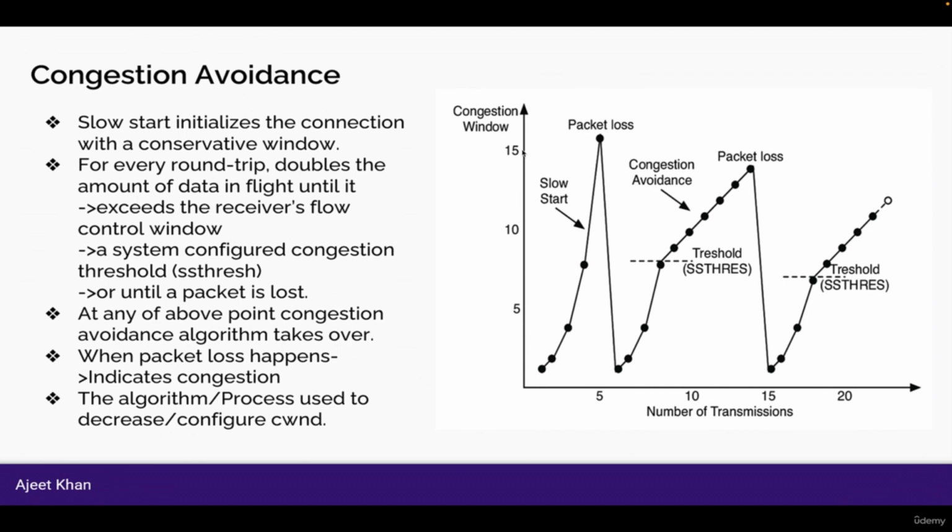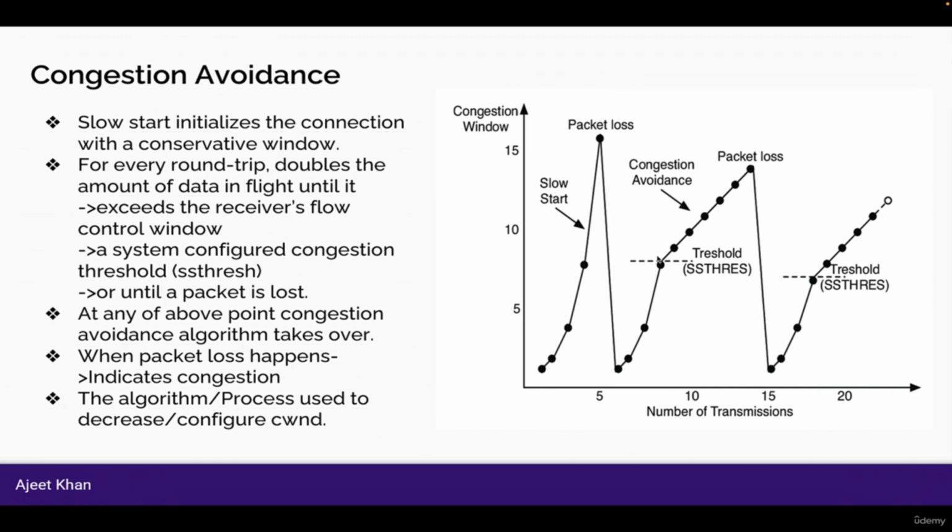So as you can see on the left hand side we have the congestion window, and here on the x-axis we have the number of transmissions. Initially it is starting with a slow start, and as soon as a packet loss happens, it indicates congestion and it will lower its CWND size, and then it again starts sending the packets, and on acknowledgement it will start increasing the CWND size.